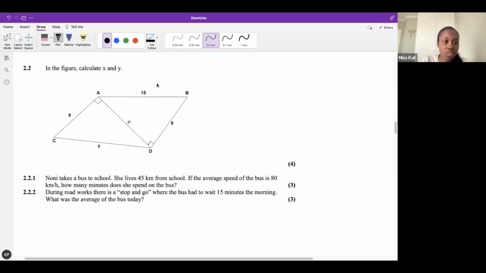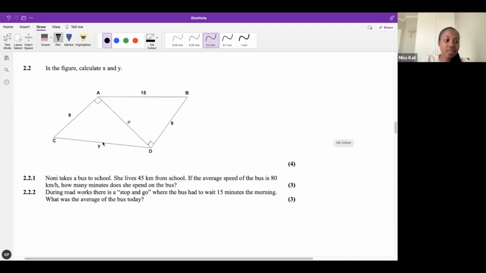Okay, 2.2 says, in the figure, calculate X and Y. Give me one word we're going to use to calculate X and Y, guys. Pythagoras. Beautiful. Guys, if you know the answer and it's already been posted, I want you to post it as well, because I want to see that you are listening and participating. We are up to 101 of us in here. I need participation. Wonderful. We're going to use Pythagoras.